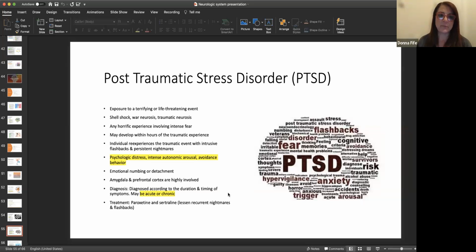The amygdala and prefrontal cortex are highly involved. Diagnosis: this is diagnosed according to the duration and timing of symptoms, and it may be acute or chronic. Treatment with paroxetine or sertraline lessens recurrent nightmares and flashbacks.